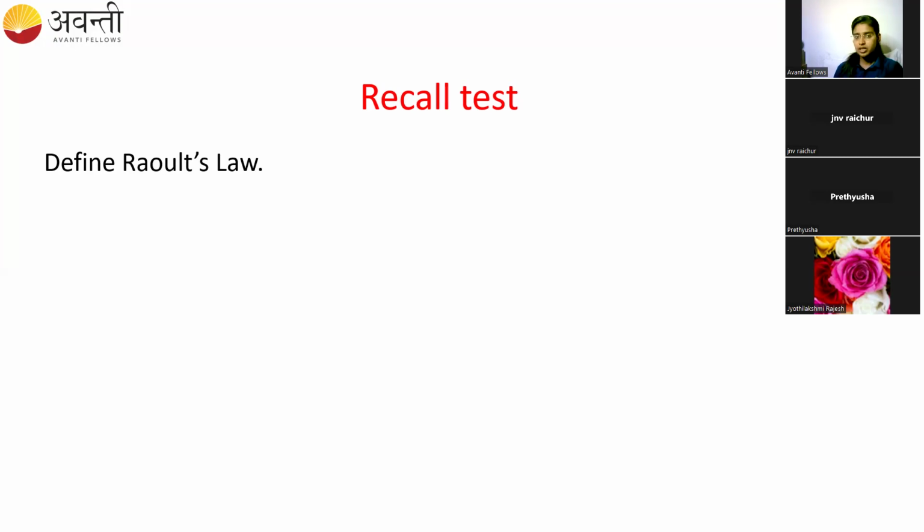Raoult's law is applicable for liquid systems, and the partial pressure or vapor pressure is directly proportional to the mole fraction of the substance, right? That is called Raoult's law. If I have to write the mathematical equation, it will be written as Pi, the partial pressure or vapor pressure of the i component, equal to Pi naught into Xi, where X is the mole fraction and Pi naught is the vapor pressure of that substance in its pure form. This is what we discussed in the previous class, and we solved some problems also.